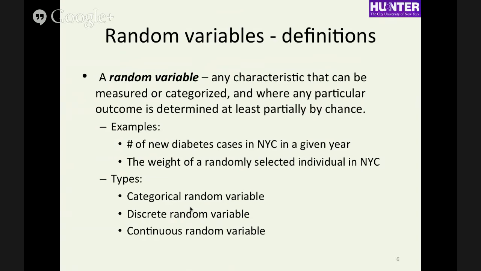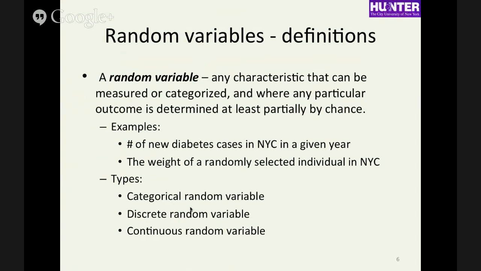For example, if we're interested in the number of new diabetes cases in New York City every year, presumably there are some things that would help you to predict that, like the population of the city, how many cases there were last year. You know, there are some things that could help you, but it's at least partially determined by chance. You can't predict it exactly, so it's a random variable.